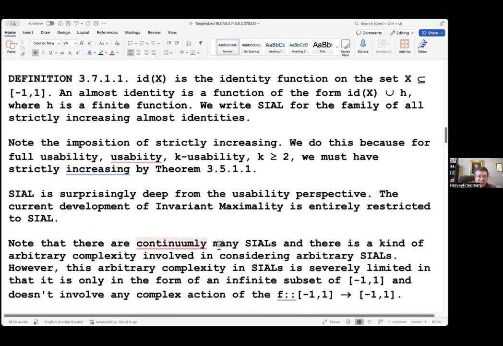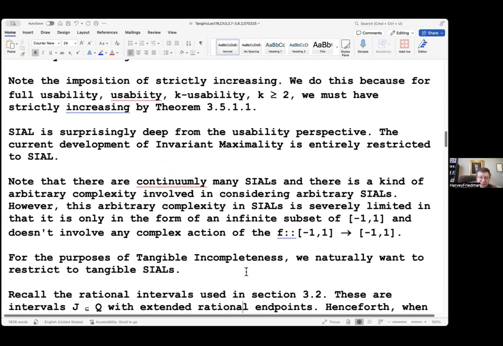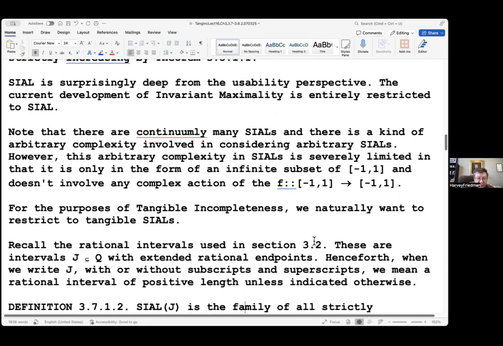Note that there are continually many psi-Ls, and there's a kind of arbitrary complexity involved in considering arbitrary psi-Ls. However, this arbitrary complexity in psi-Ls is severely limited in that it is only in the form of an infinite subset of the interval. This is, of course, a rational interval, and doesn't involve any complex action of the function. For the purposes of tangible incompleteness, we still want to restrict the tangible psi-Ls.